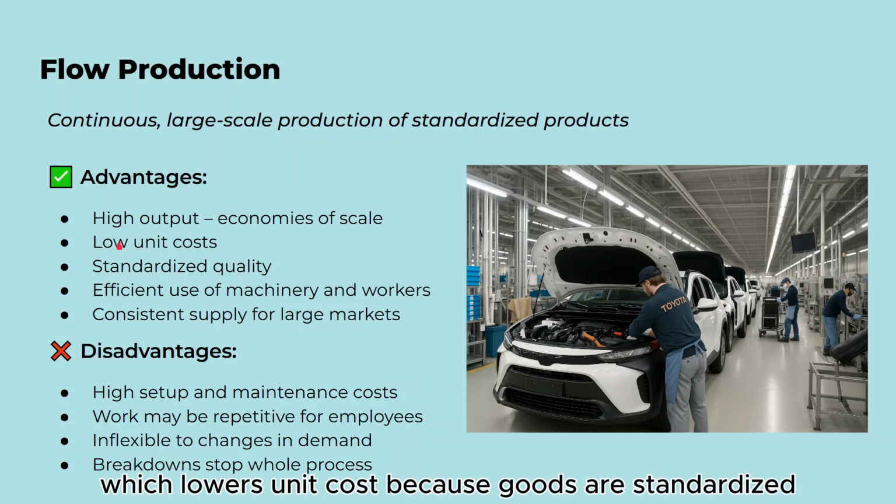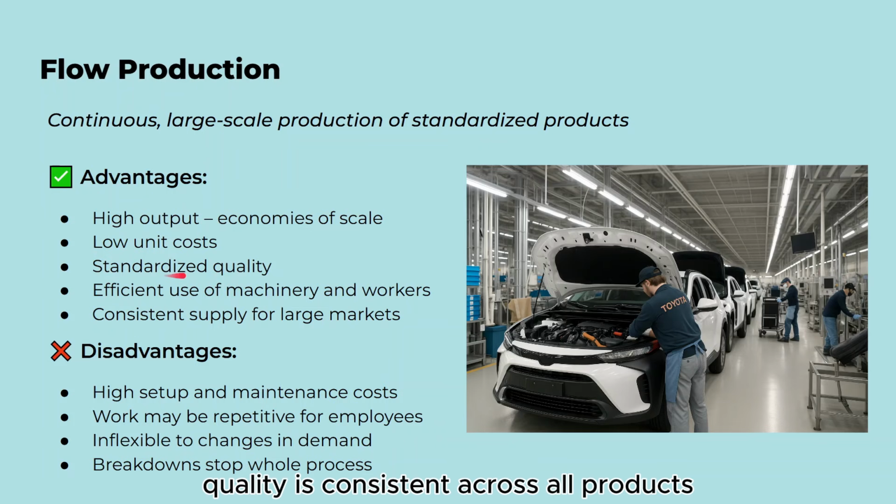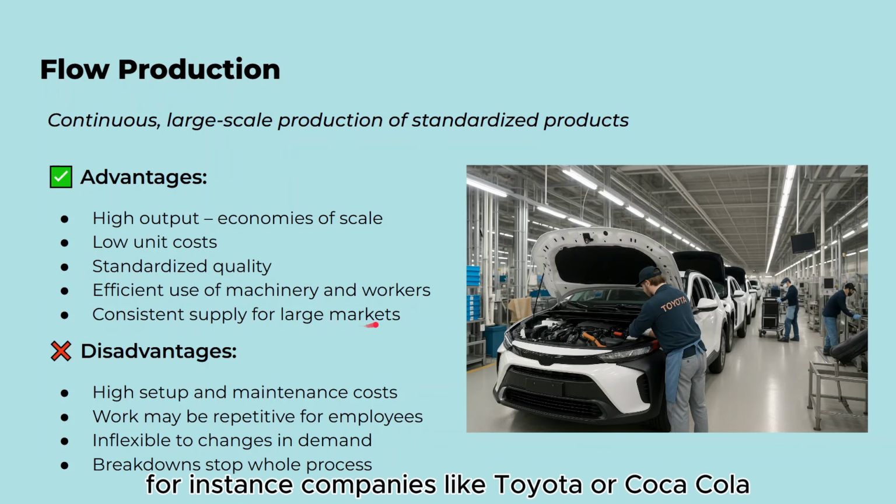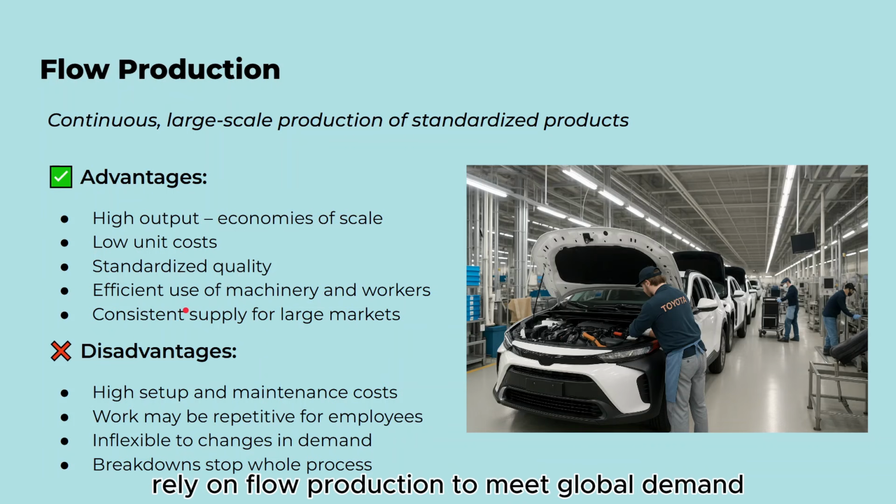Because goods are standardized, quality is consistent across all products. Machinery and labor are used efficiently, and large markets receive a steady supply of goods. For instance, companies like Toyota or Coca-Cola rely on flow production to meet global demand.